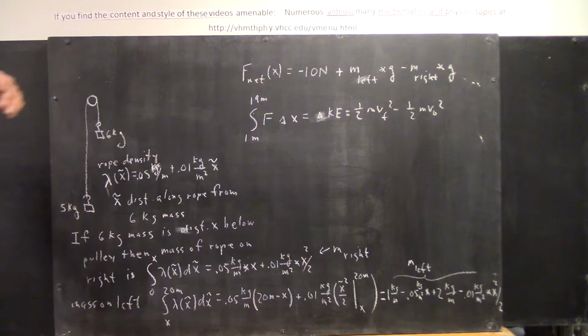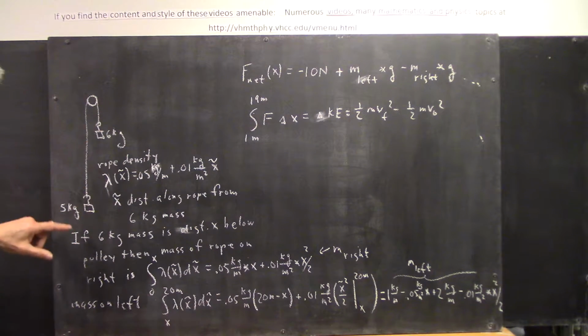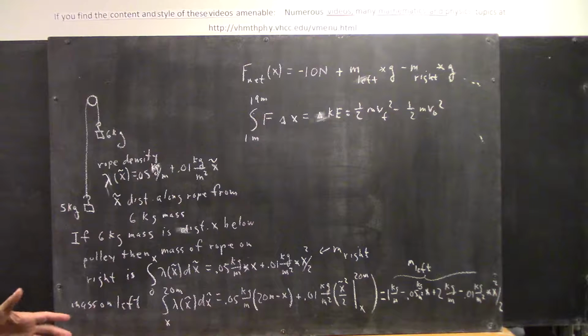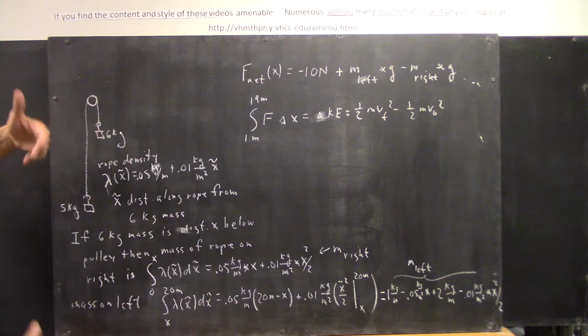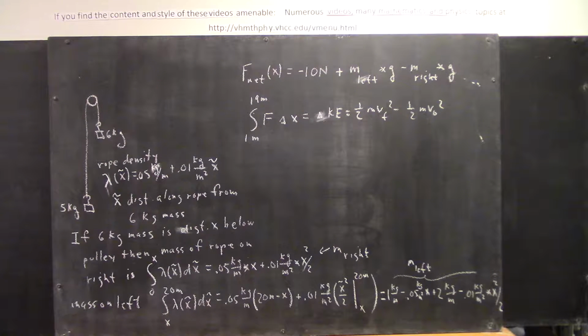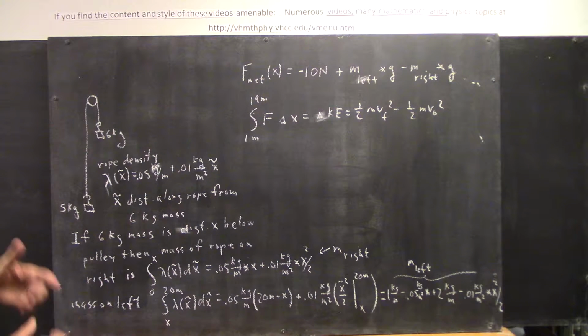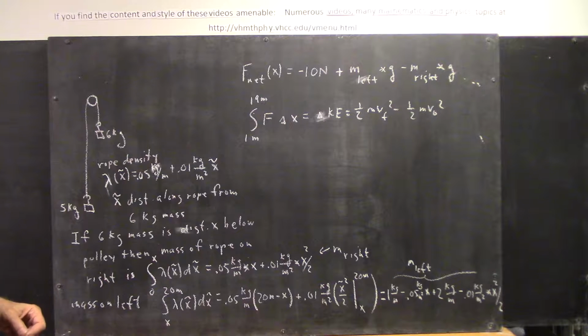We again have the problem of the rope over the pulley. 6 kilogram mass on this side, 6 kilogram mass on this side, 5 kilograms on this. Previously we did this first assuming that the rope has no significant mass, then assuming the rope did have a significant mass per unit length.